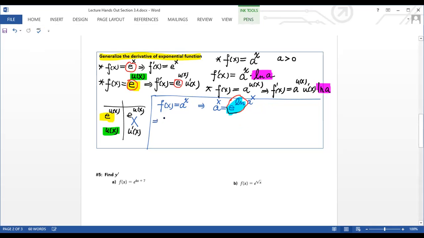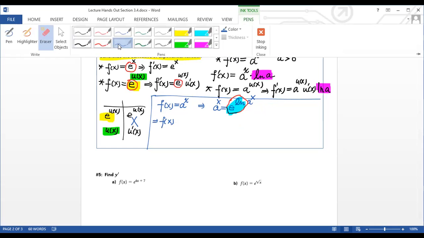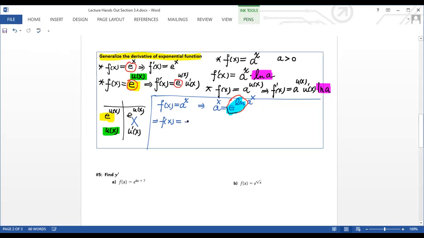So I can write my function as equal to e to the natural log of a to the x. Then what I can do here is say, this is my u of x.